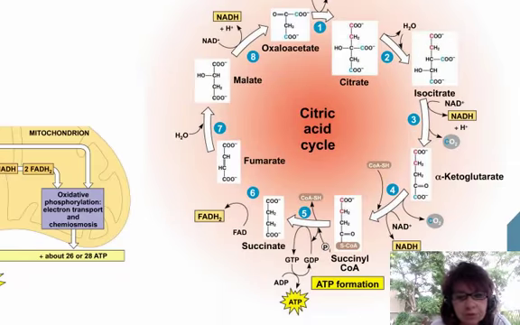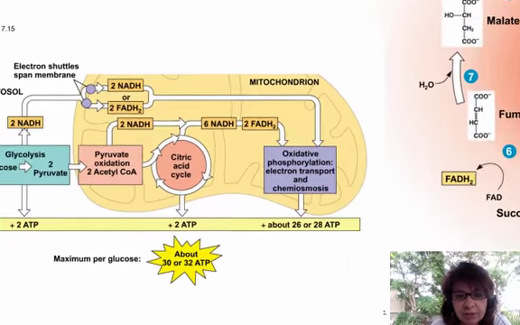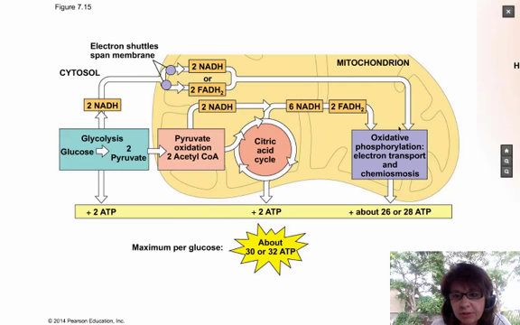So then what happens to the rest of the energy? That NADH and FADH2 is going to come into this big thing called oxidative phosphorylation, which is the electron transport chain and chemiosmosis. And this is where we're going to make the most ATP. This all happens on the membrane of the mitochondria.